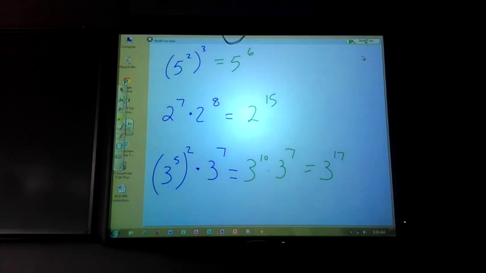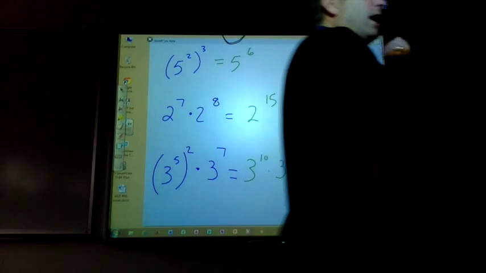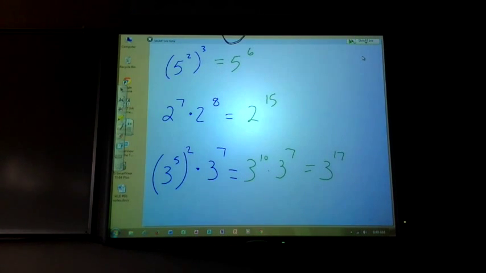What do y'all think? Does this seem okay? So exponents are like bunnies. If they're next to each other, we count them. Made the connection yet? So exponents on top of each other, they multiply. Exponents next to each other, they add, they count.